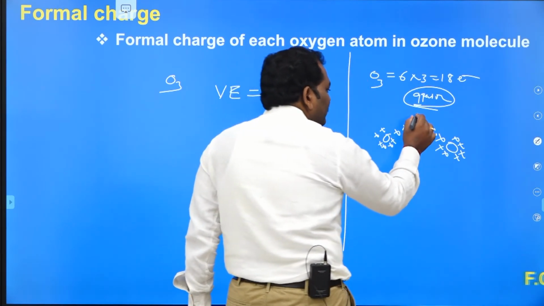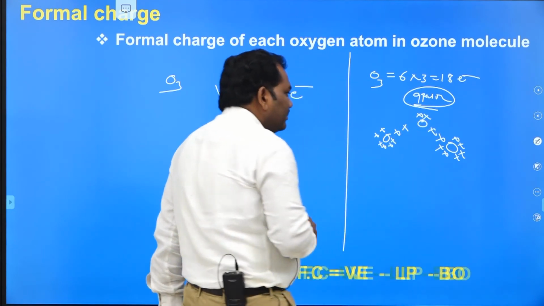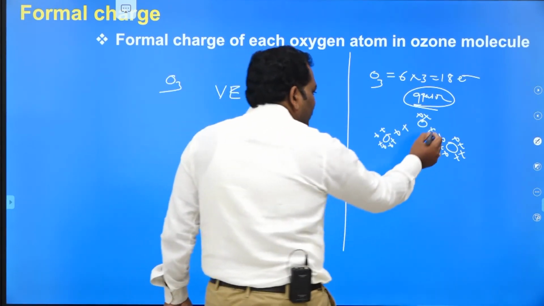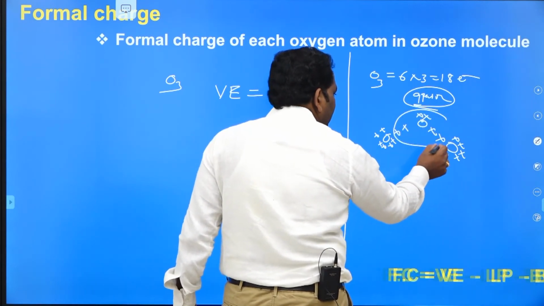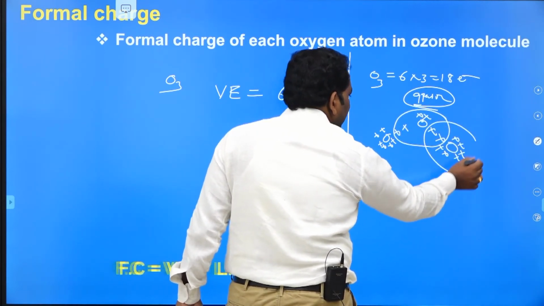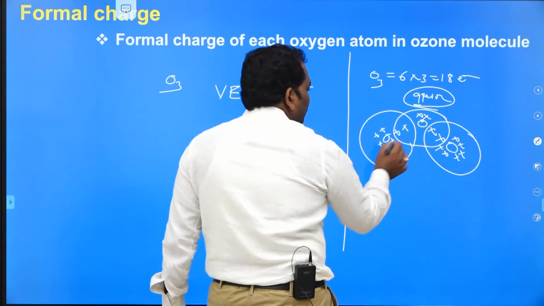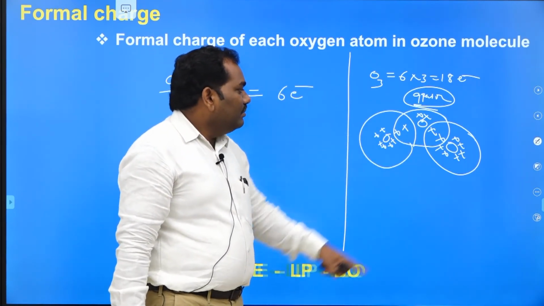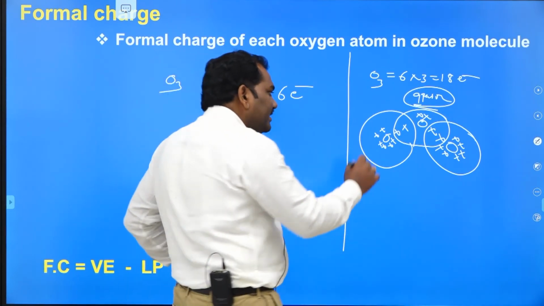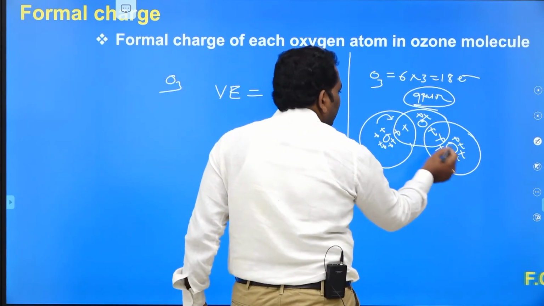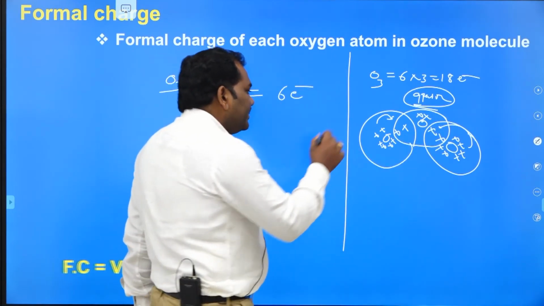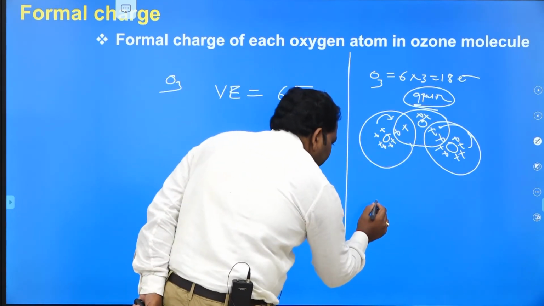Till now there is another pair remaining. That pair is distributed to the central atom. Now the central atom attains only 6 electrons. That's why we have to shift one lone pair of electrons to a bond pair, either from this side or from this side. So if I distribute the electrons from this side, it is like this.